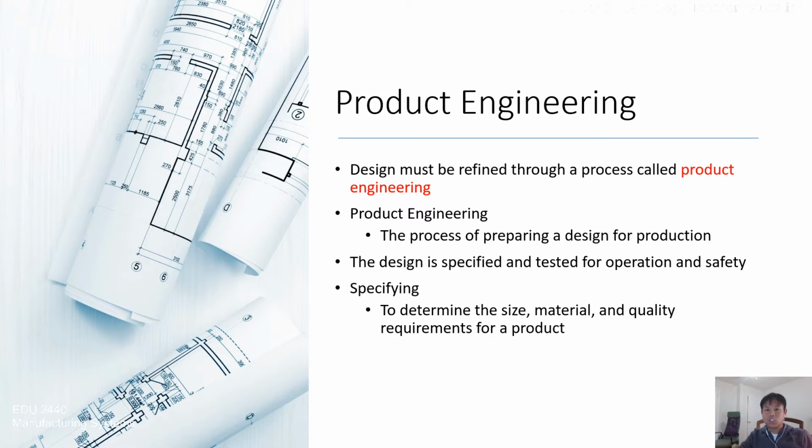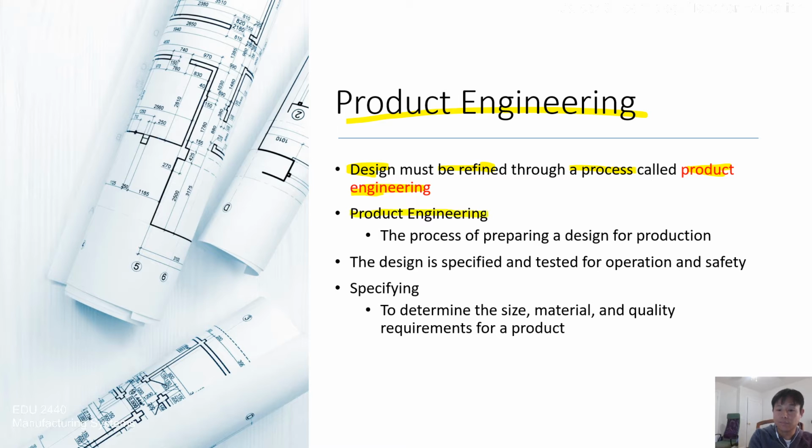The first one is product engineering. The reason we need product engineering is that a design must be refined through a process called product engineering. In the previous module, we talked about how we design a product, but before manufacturing, we need to verify that the product is designed well, or whether there is anything we need to improve. That's why we do product engineering.